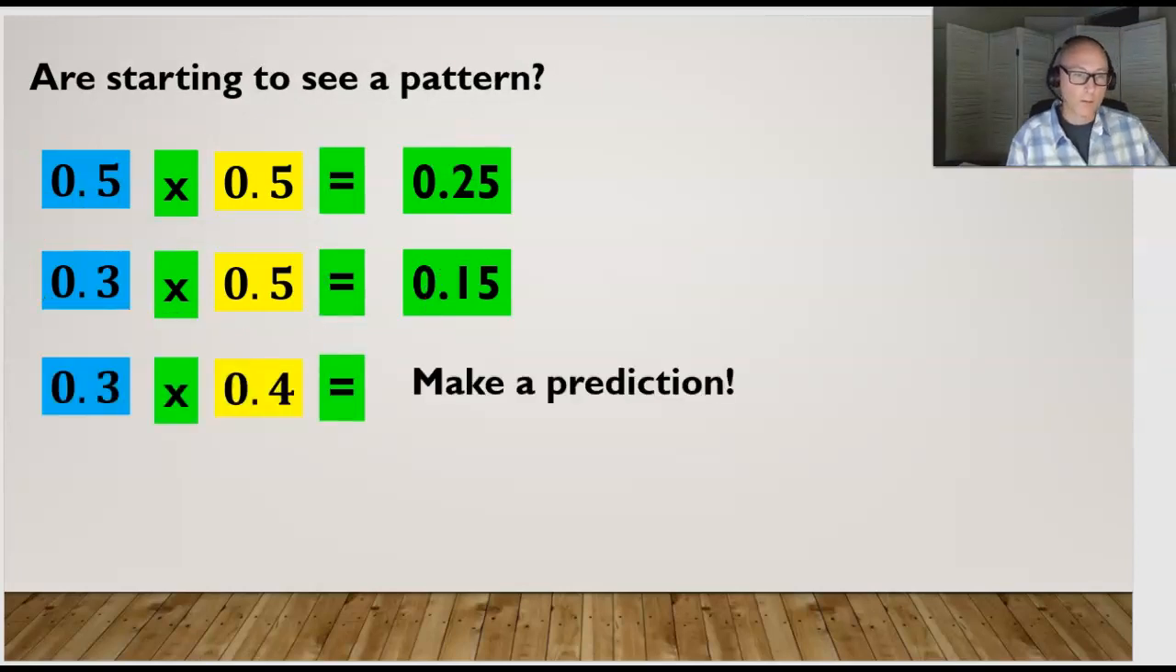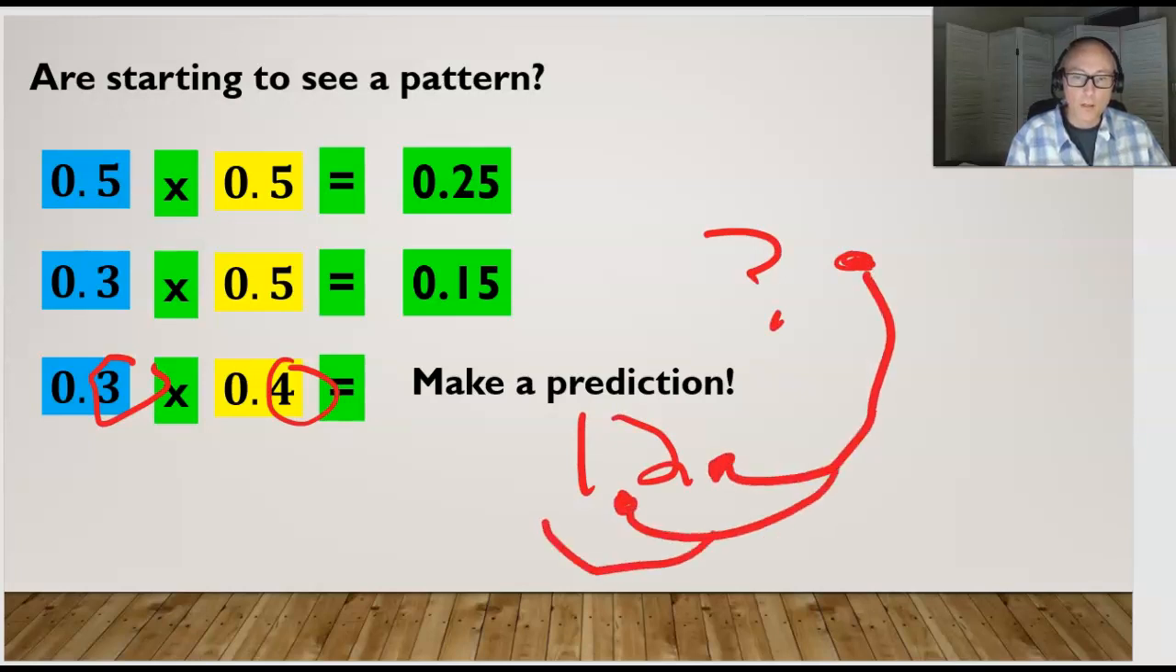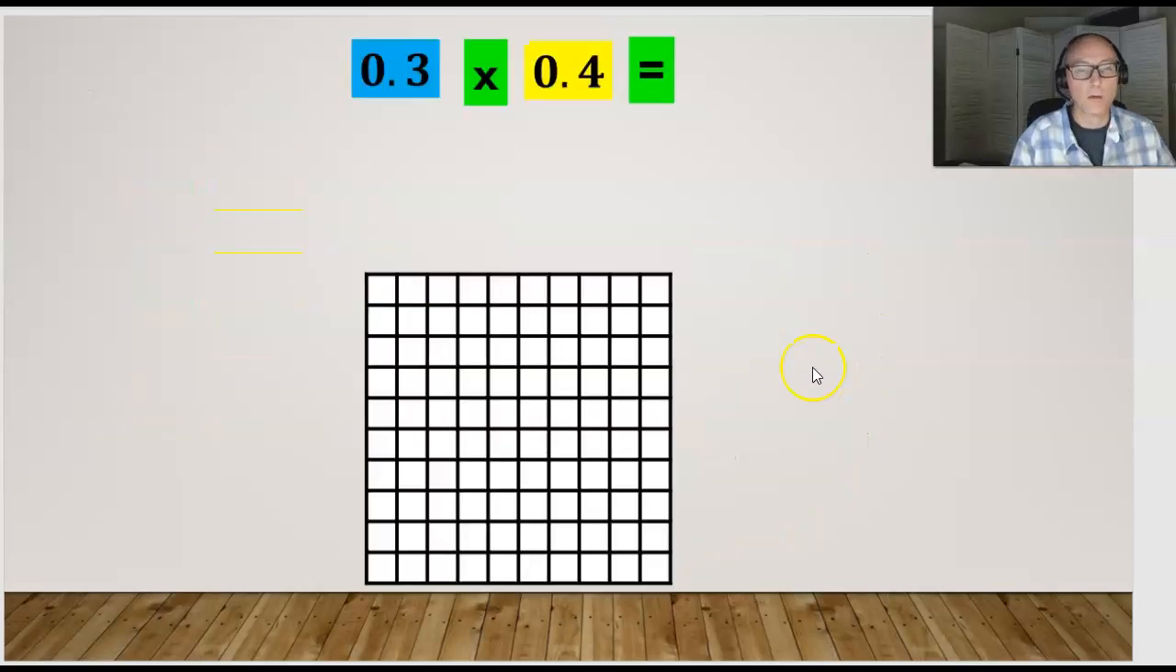Make a prediction. Well, I think we've established that we can just do 3 times 4. 3 times 4, if my calculations are correct, is 12. But the big question is, where does the decimal go? Does it go here, here, or here? We'll say A, B, or C. Let's find out. Let's use our model to help us.